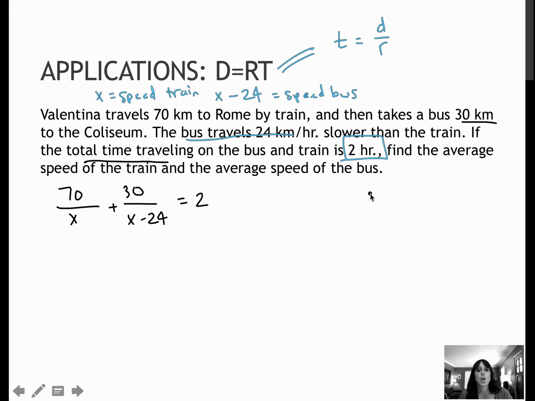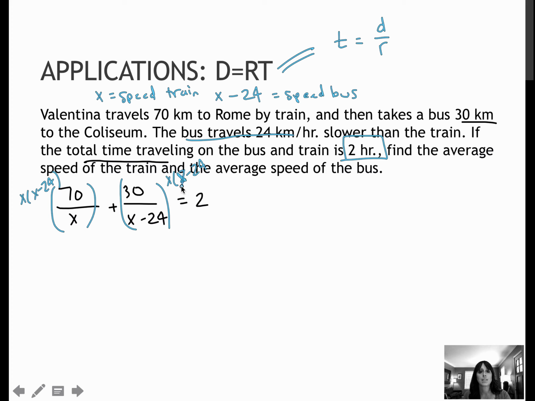So now I have to solve this. When I have a rational equation like this, I'm looking at the denominators and finding the LCD and multiplying everything by the LCD. My LCD here would be x and x minus 24. So that's going to be my LCD, x times x minus 24. I'm just going to write that on all three terms here.